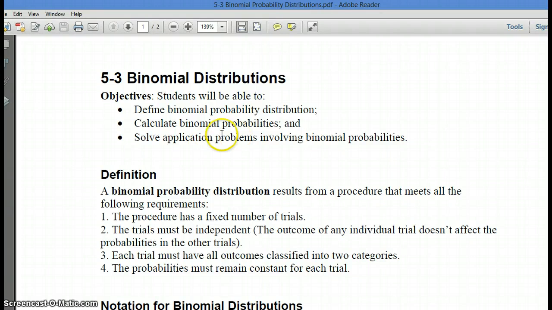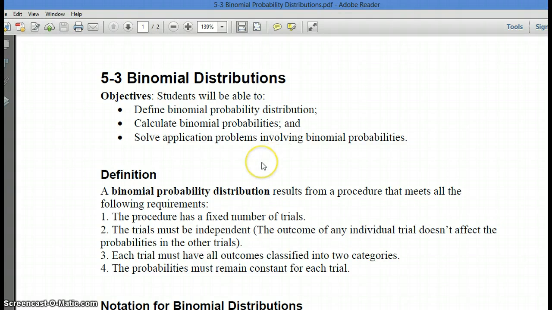So what we want to be able to do in section 5.2 is define what a binomial probability distribution is, and we want to be able to calculate binomial probabilities and solve application problems involving binomial probabilities. So as you're working through this section, you want to keep in mind what the properties of a binomial distribution are and to solve those types of problems. I will also show you how to use the calculator when we do a sample problem.